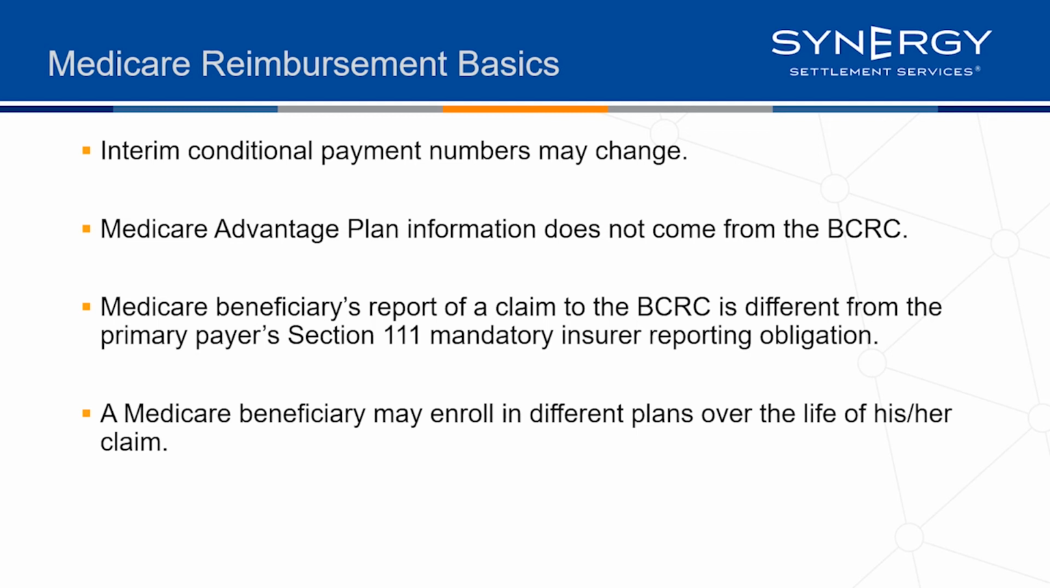Another thing you have to be aware of is that when you have a case that has actually been in your office for an extended period of time, it's quite possible that you may have a situation where your client, the Medicare beneficiary, has enrolled in different plans over the life of the claim. He may start out enrolled in a traditional Medicare Part A and Part B plan. 3 years go by, he may switch over to a Medicare Advantage plan. After another year or so, they might switch back to traditional Medicare, or they may enroll in a completely different Advantage plan. So it's important to stay on top of the different types of coverage that the Medicare beneficiary may have over the life of the claim.